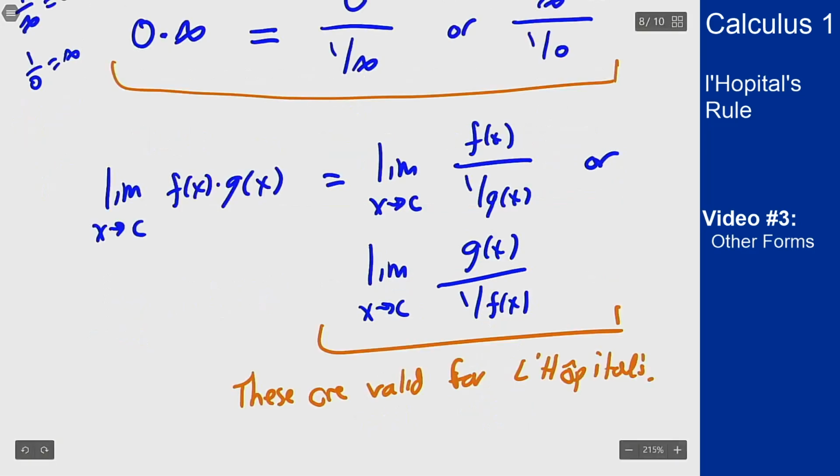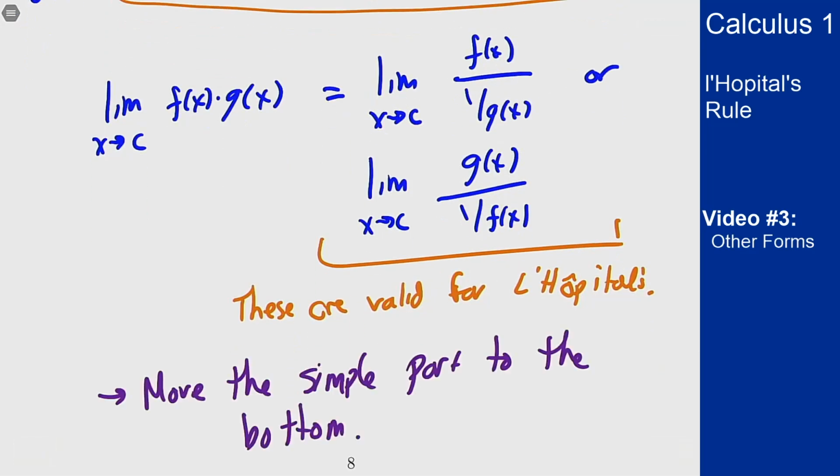The main thing you want to think about for these problems is you want to move the less complicated thing to the bottom, because for L'Hopital's you have to differentiate the top and bottom separately. You have to differentiate 1 over g or 1 over f, and that's not usually great. So you want to move the simpler thing down, make it easier to take the derivative later on. And now we'll see an example of that.